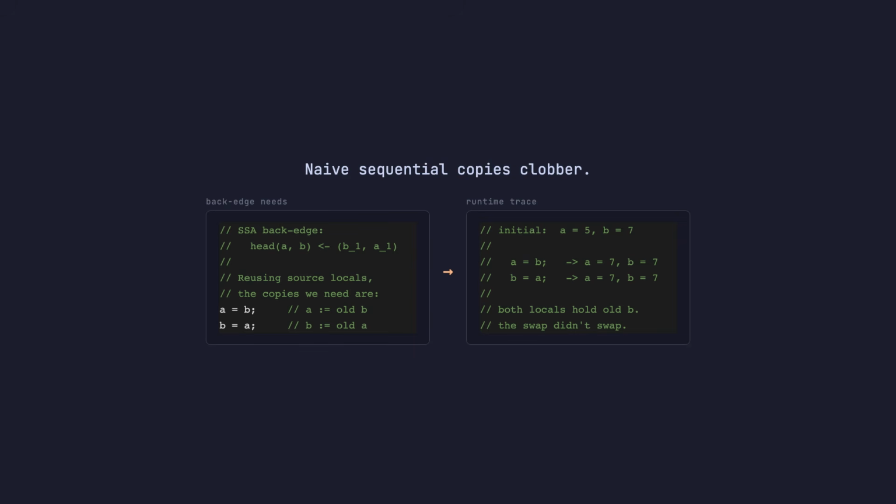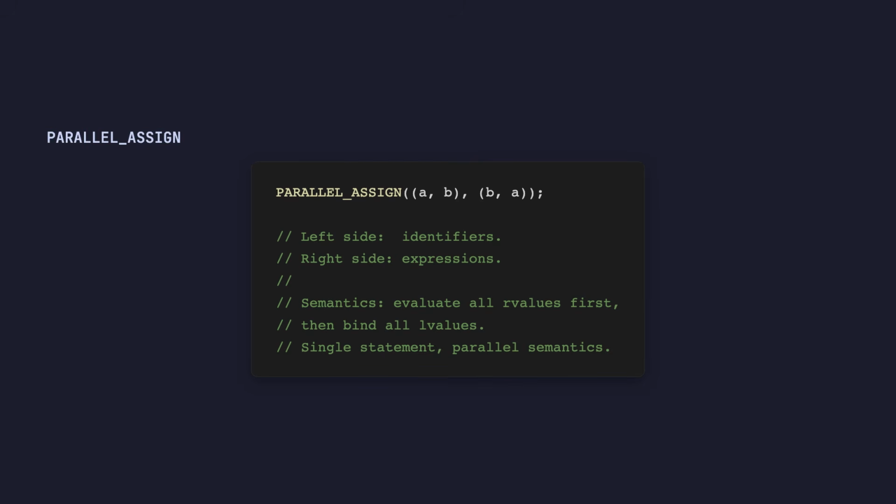C2 takes a different route. We add a source level statement, parallel assign. Left side identifiers, right side expressions. It does what you would imagine. Evaluate everything on the right, then bind everything on the left. Single statement, parallel semantics. And the elegant part is that at the WebAssembly level, this is free.